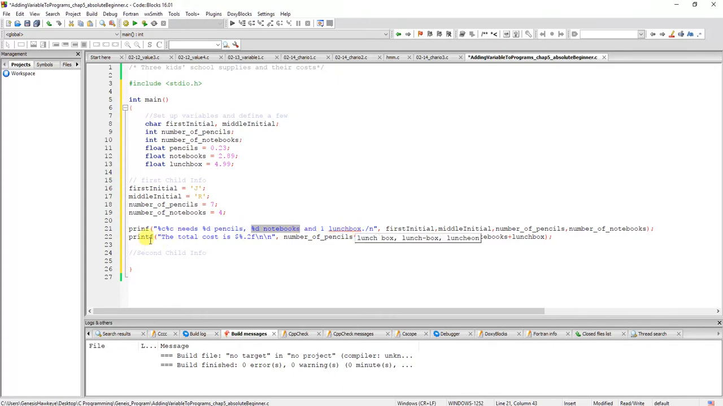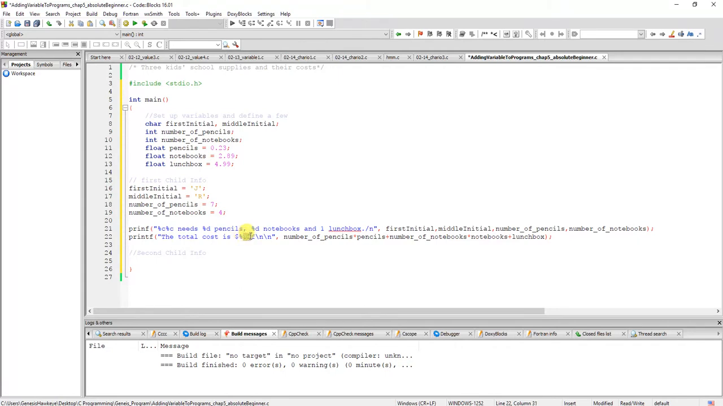And then here's something I want to say. I want it to calculate the cost of this stuff. So I need to bring in the values I defined, my floating points: float pencils, float notebooks, float lunchbox. You see the values here: 23 cents, $2.89, and 4.99. So I just write in the sentence. This is what I'm writing. The total cost is, I put a $ sign.